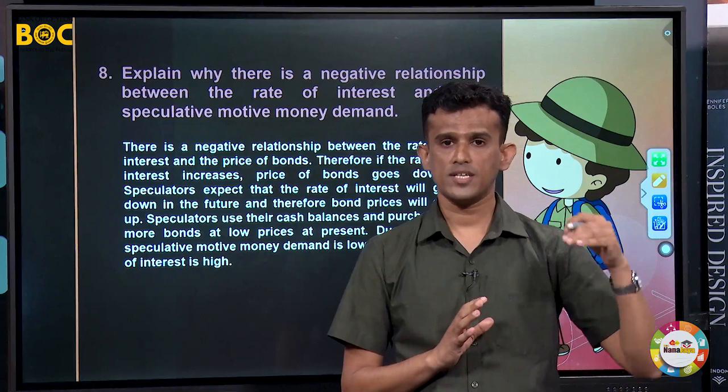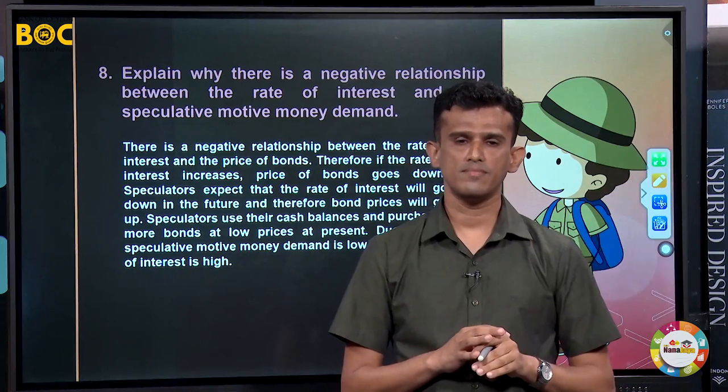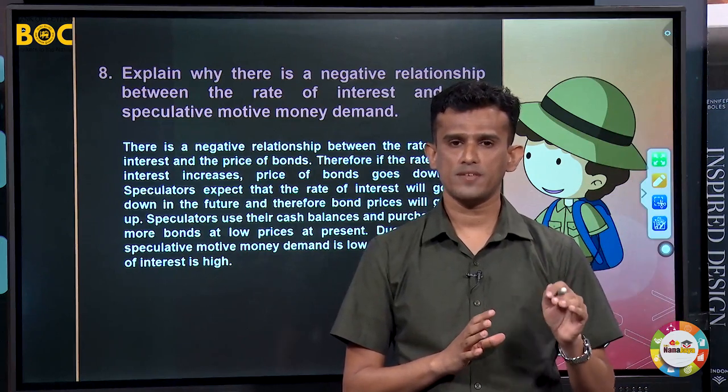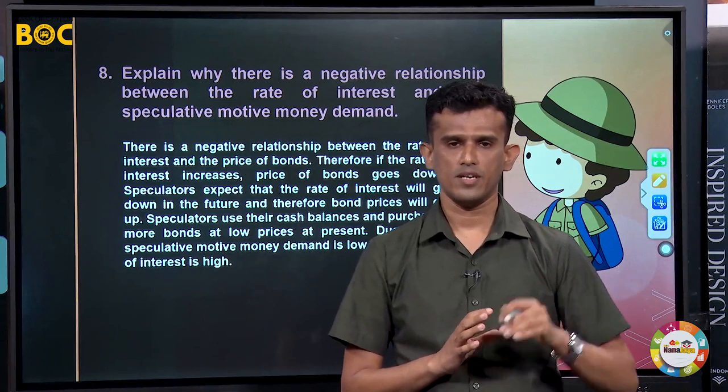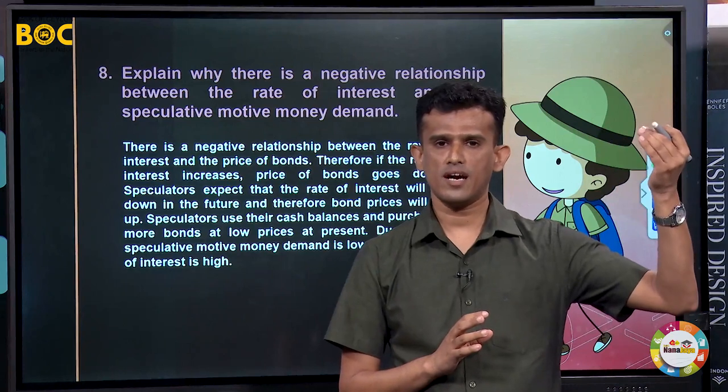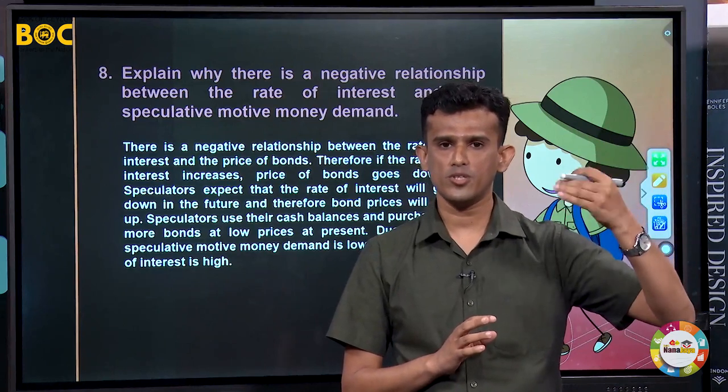So if the interest rates of the economy are high, bond prices of the economy should be low.